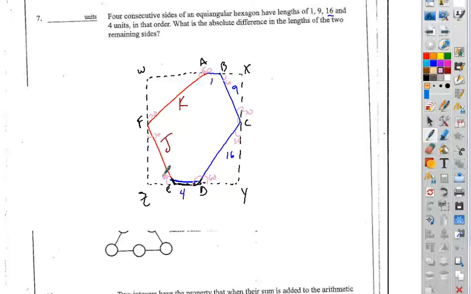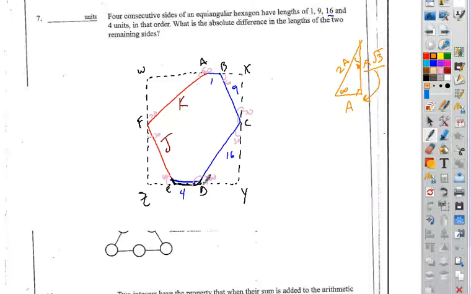Okay. And just to remind you, when we have a 30-60 right triangle, we know this side length is A, which means this side length here would be 2A, and this side length is A times the square root of 3. So if I want to go from this side length to this side length, I have to divide by the square root of 3. All right, so let's fill in what I know.